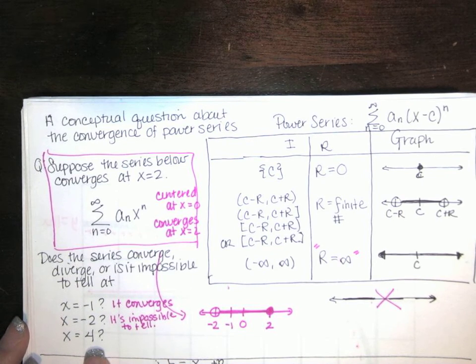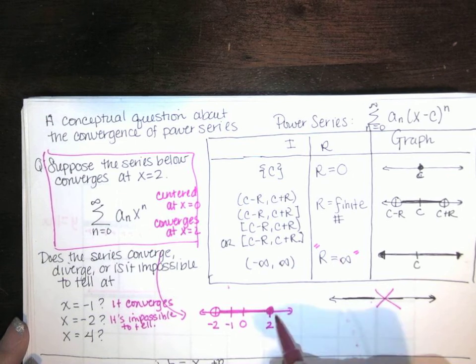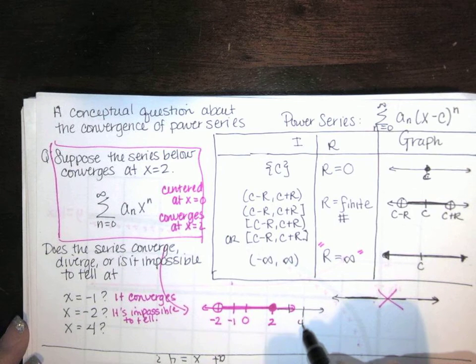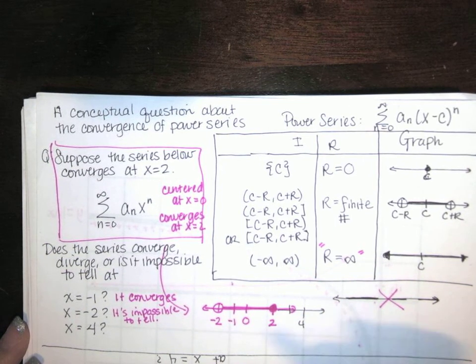And then for x equals 4, students almost always tell me, it obviously diverges. It definitely diverges over here at x equals 4 because x equals 4 is not on the interval that I drew. I know this is not to scale, sorry guys. It's not to scale. But remember, if we're asking you whether this converges at x equals 4, and all we know for sure is that it converges between -2 and 2, and at x equals 2, then it's actually impossible to tell at x equals 4 as well.